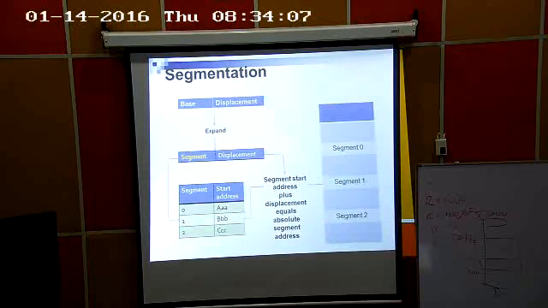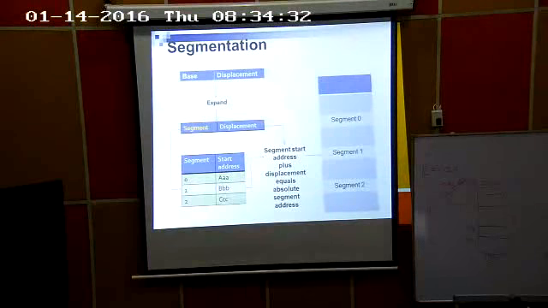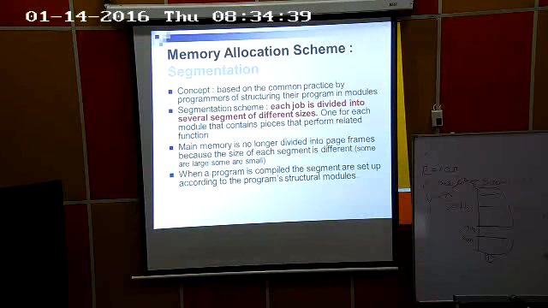Segmentation. Here with the address, we start off with segment and also the displacement. For example, segment 0 has a start address, then segment 1, 2, each with a different independent address. Segment start address plus displacement gives the absolute segment address.